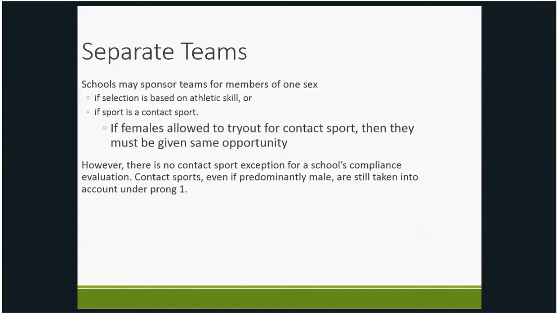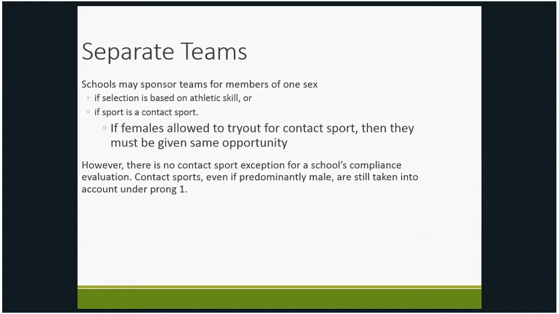Title IX allows schools to sponsor teams of an individual sex if the selection is based on athletic skill or if the sport is a contact sport. That's why we see differences between men's basketball and women's basketball. However, if females are allowed to try out for a contact sport, and we'll look at a couple cases, if a woman is allowed to try out for football, then she must be given the same opportunity to make that team and all the educational benefits and all the athletic benefits that would be a part of that team.